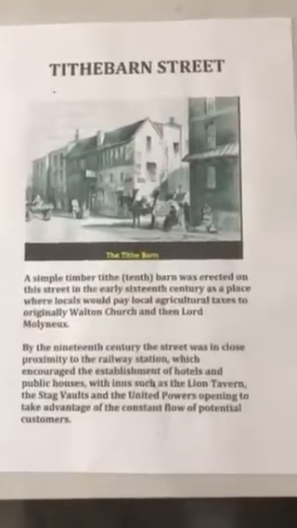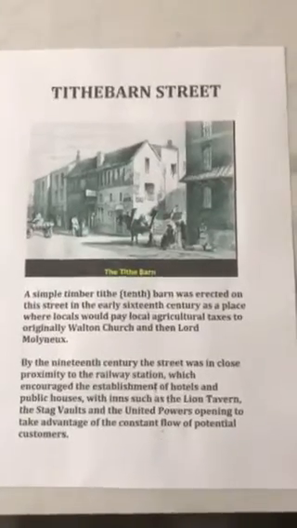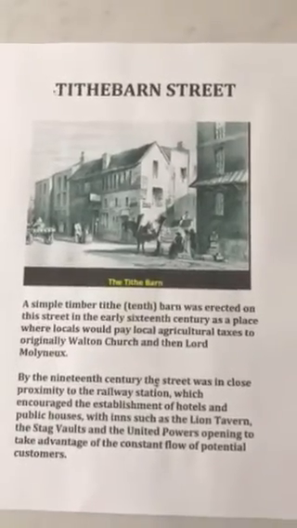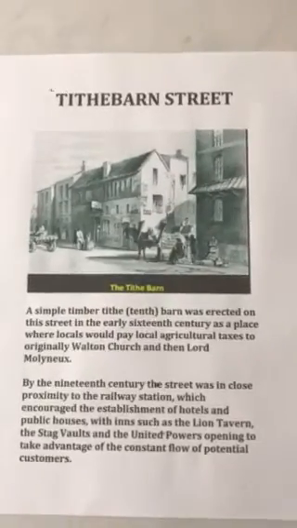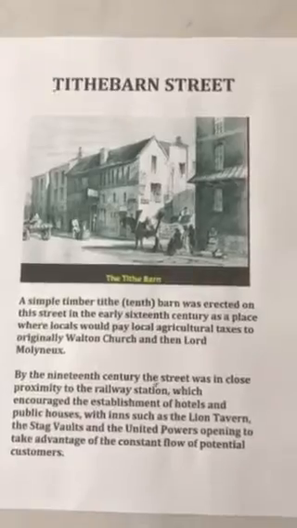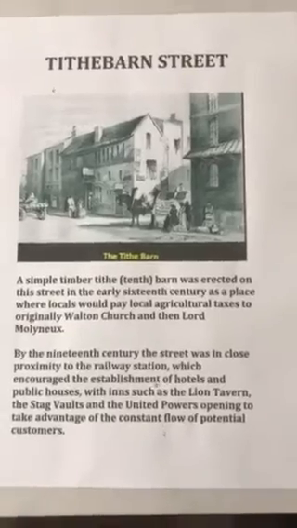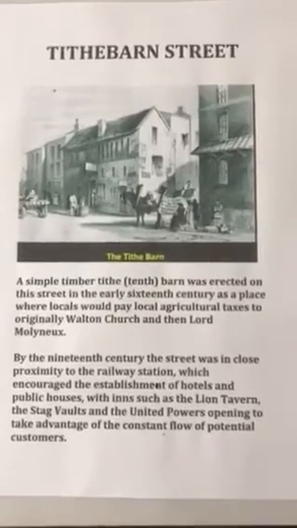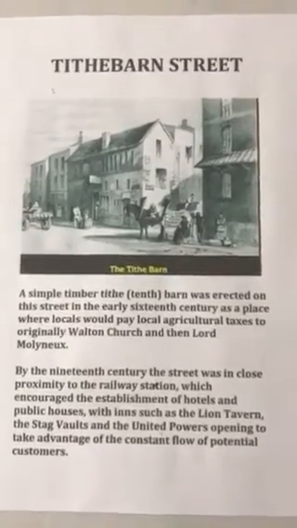There's that building there. It goes on to say it was erected on this street in the early 16th century as a place where locals would pay local agricultural taxes. Originally, it belonged to the Walton Church, which was very powerful and had a large area, and it took in the local taxes or tithes, and then it was passed on to Lord Molyneux, who became the Earls of Sefton, until recently living at Croxteth Hall. By the 19th century, the street was in close proximity to the railway station, which encouraged the establishment of hotels and public houses, such as the Lion Tavern, the Stag Vault and the United Powers, opening to take advantage of the constant flow of potential customers.